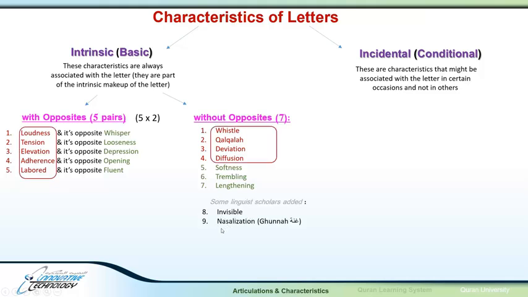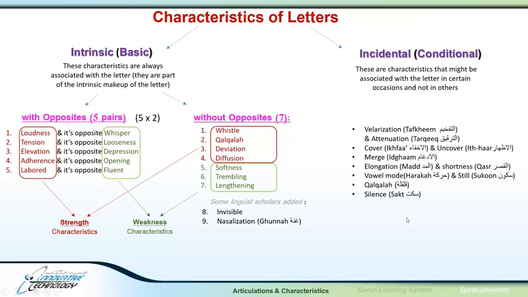Now, these characteristics, some of them are considered as strength characteristics, given the color red in here, while the other group, given the color green, are considered weakness characteristics. And again, we explained quickly each one of those in the previous lesson. And on the right here, we have the list of the incidental conditional group of characteristics. Again, we went through it quickly, and we told you that each one of those would be explained in extensive details in following lessons during this series.